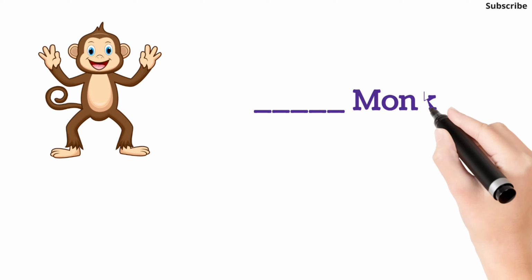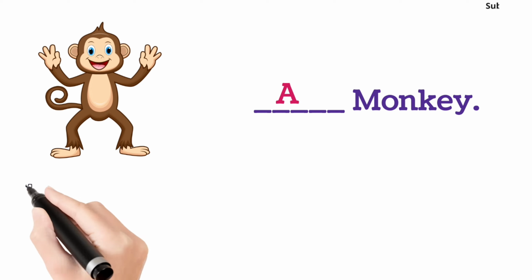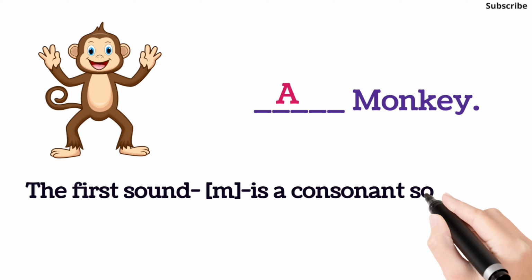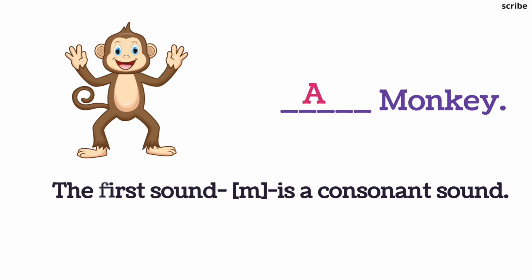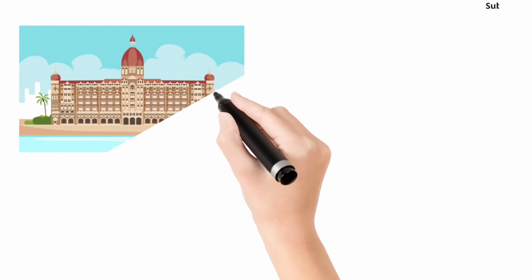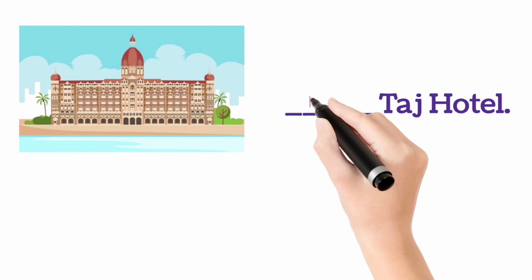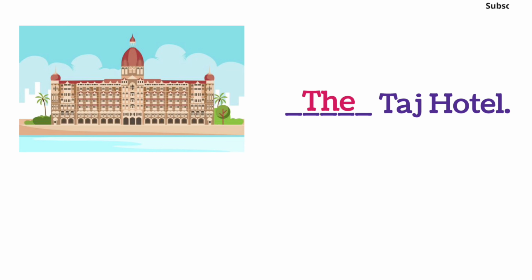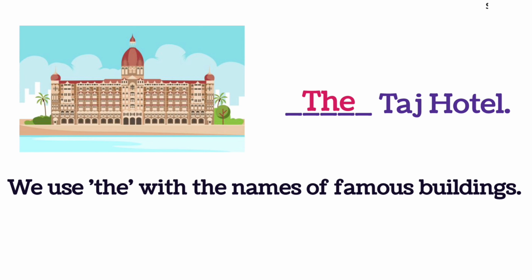Dash monkey. A monkey. The first sound m of monkey is a consonant sound. So a monkey. Dash Taj Hotel. The Taj Hotel. We use the with the names of famous buildings like Taj Hotel. So the Taj Hotel.